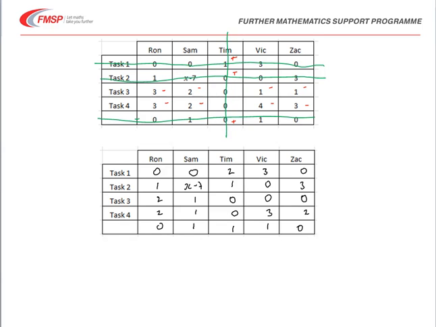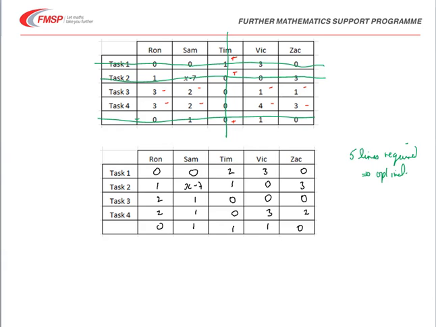We now look at the number of lines required. We can see that now there is a 0 in every single row and every single column, so it's going to require 5 lines. So probably just a statement, 5 lines are required, and therefore an optimal solution can be found.